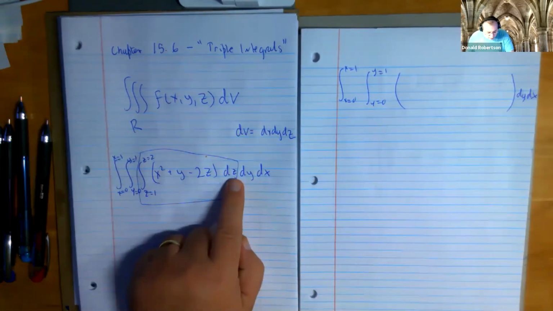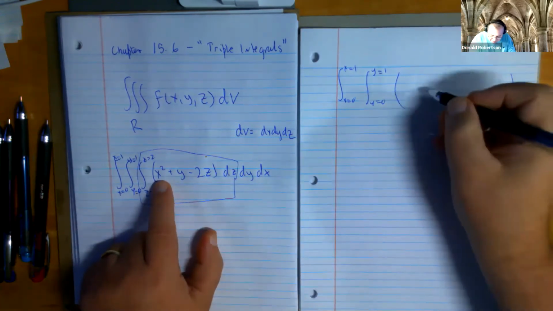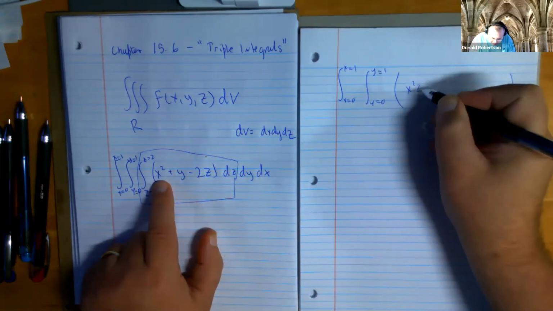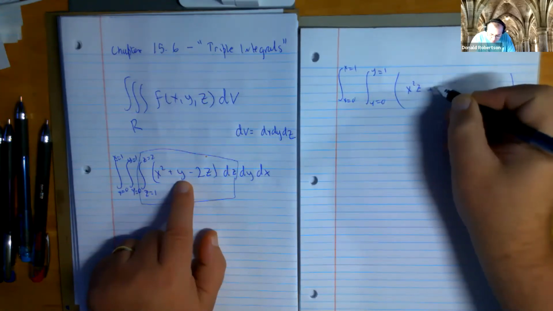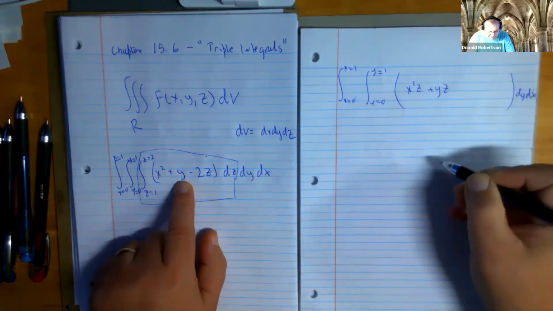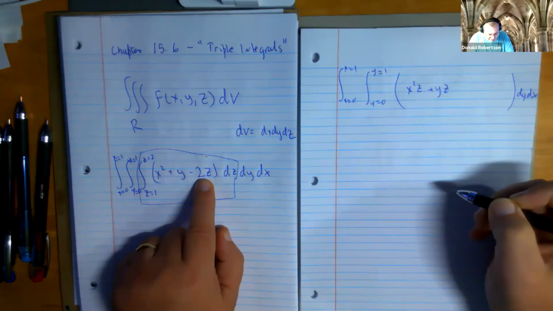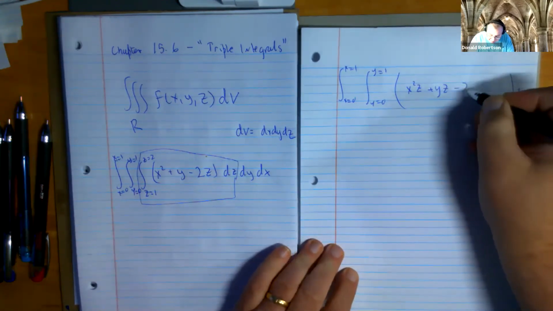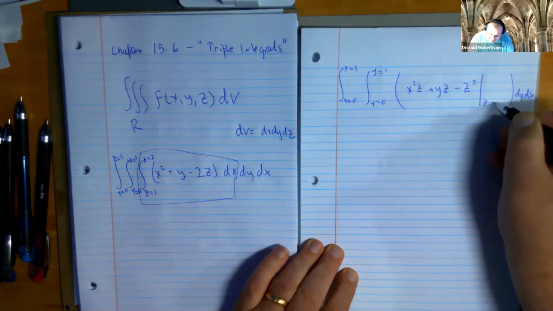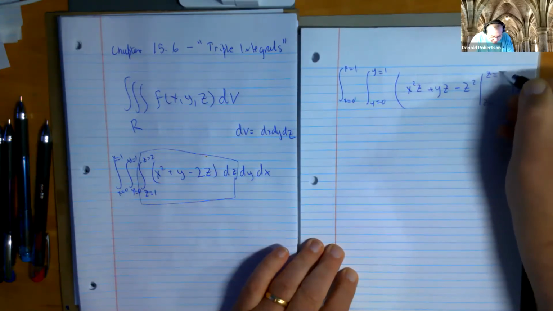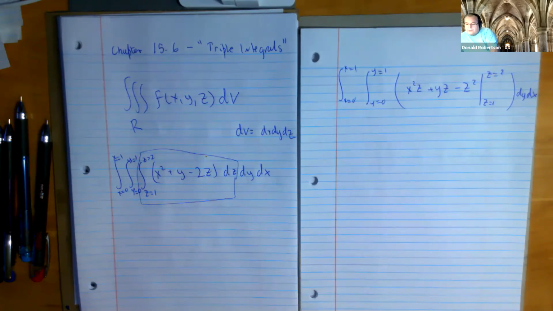Okay, let's see. With respect to z, won't this guy become x squared z? With respect to z, this guy will become yz. And with respect to z, this guy becomes negative z squared. And won't we evaluate it from z equals 1 to z equals 2? Does that seem pretty straightforward?